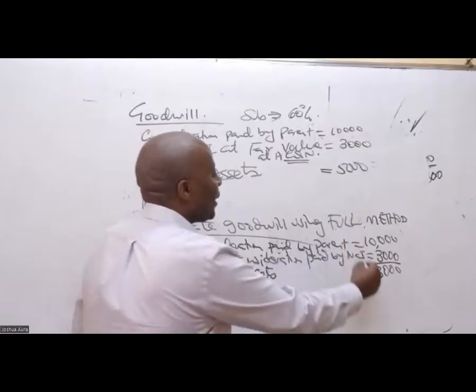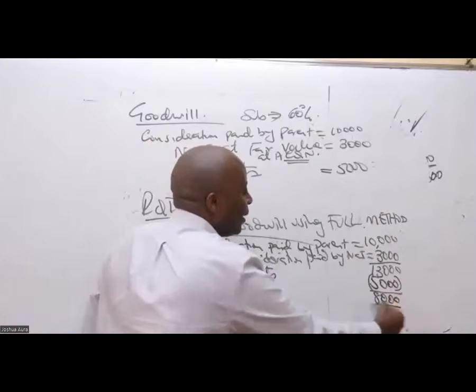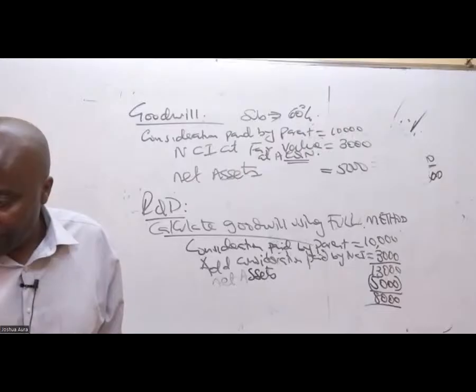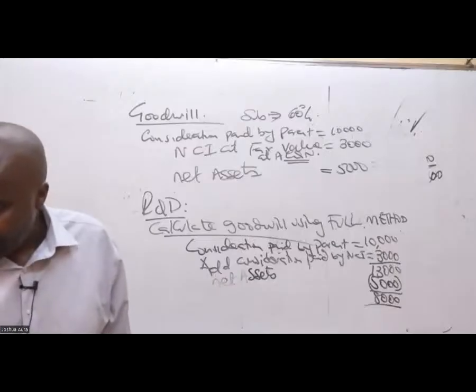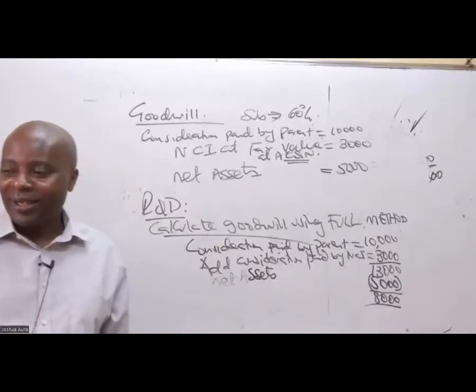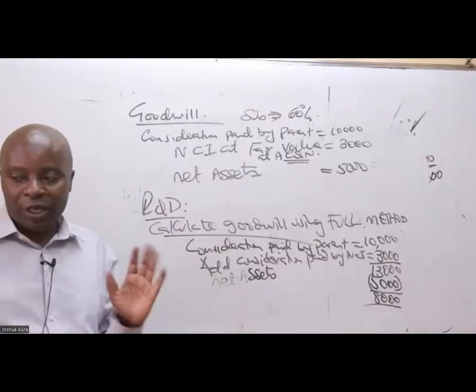In this case, net assets are five thousand. When you subtract, how much is left? Eight thousand. This is your goodwill at acquisition. Sawa, 134. Sorry. Goodwill at acquisition. They were giving me 134.8. That child is not very clever. We shall overcome. So in this case, full method, I want to believe there is no problem.